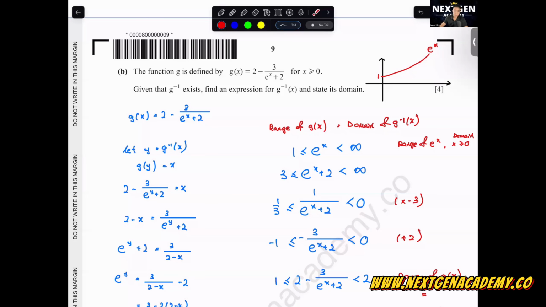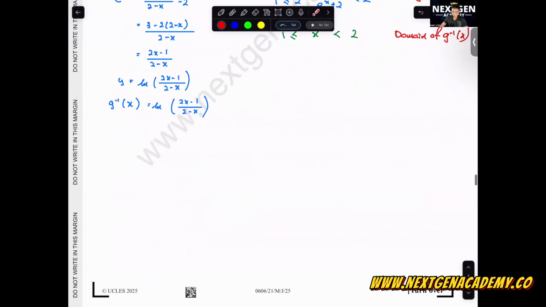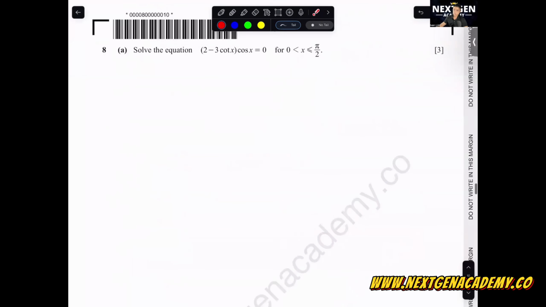Okay, let's go to question number 8. Everyone, please take your calculator. We're going to work together using your calculator. Solve the equation 2 minus 3 cotangent x, times cos x, equals 0, from 0 to pi over 2. When we got trigo, normally we need to simplify to one trigo only. But since this is already in a factorized form, you can always write it like that: 2 minus 3 cot x equals 0, cos x equals 0. Okay, solve like this.